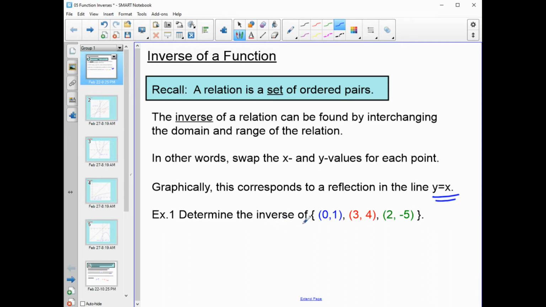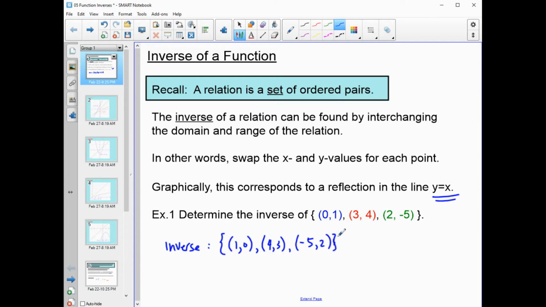So in this case, determine the inverse of these 3 points, this set of points. So the inverse is another set. I'm going to use set notation. It's going to be a set of points. And then for every one of these points, I'm simply going to reverse the x coordinate and the y coordinate. So the point (0, 1) has an inverse at (1, 0). The point (3, 4) has an inverse at (4, 3), or an inverse point. And the point (2, -5), the inverse point for that is (-5, 2).